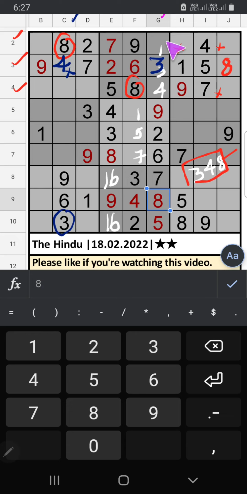Column G, 2 numbers are remaining, 1 and 4. In the 2nd row we have 4. So 4 can't come in this cell. 4 is confirmed here. Then 1 is here.